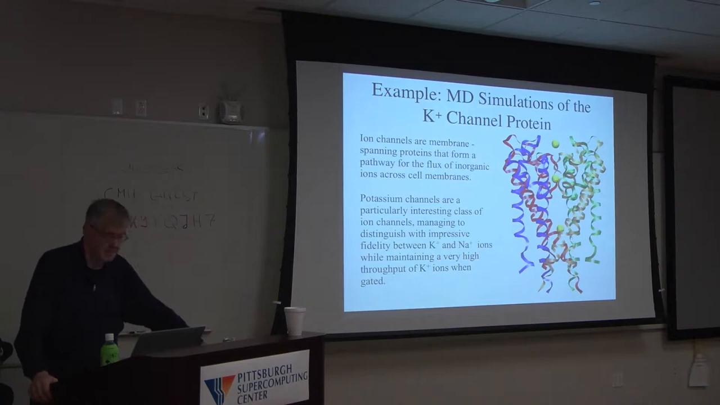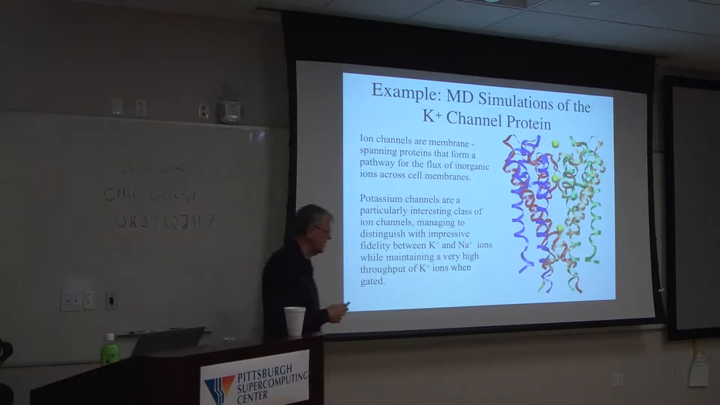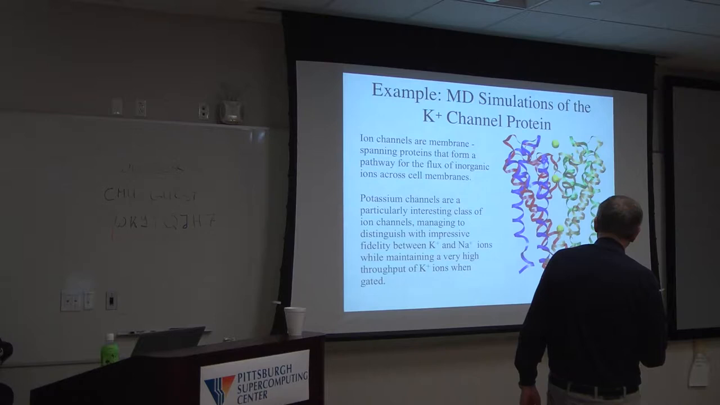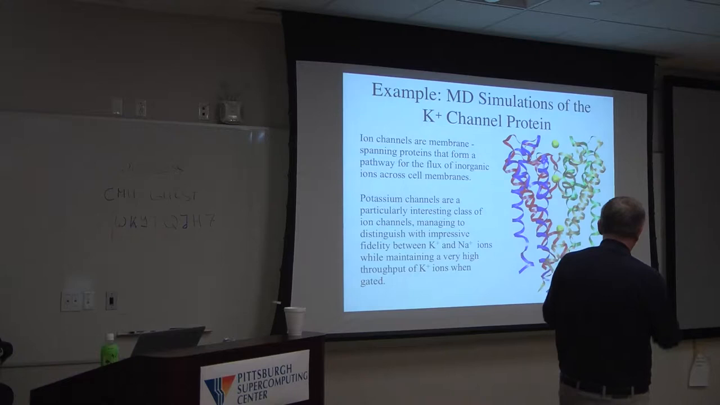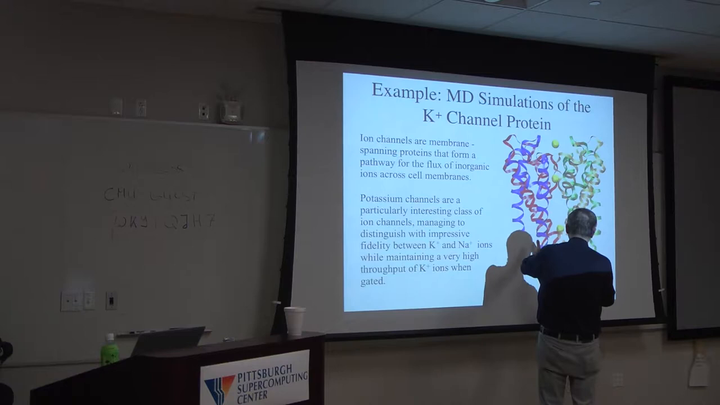So now we want to do a little example. Here we have a potassium channel. So we have a protein that looks like it has a mirror symmetry. And in the middle, it has ions, in this case potassium ions, that are conducted through the protein.